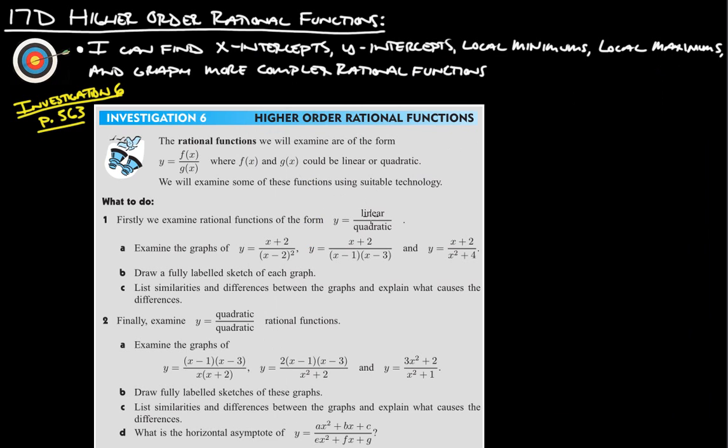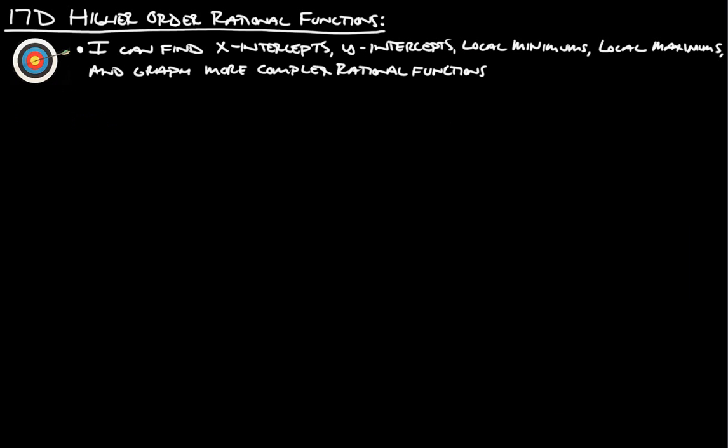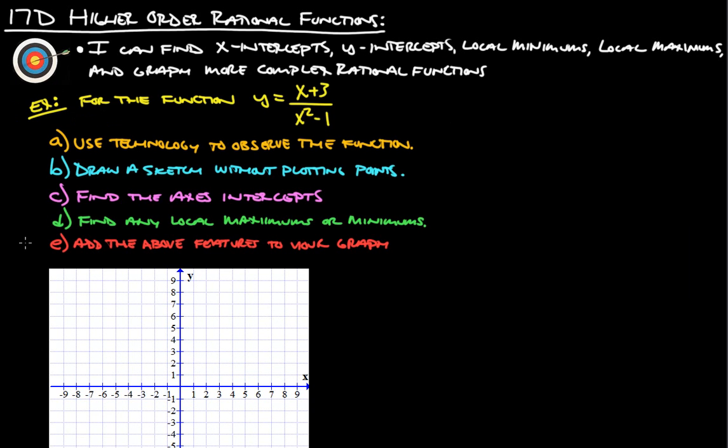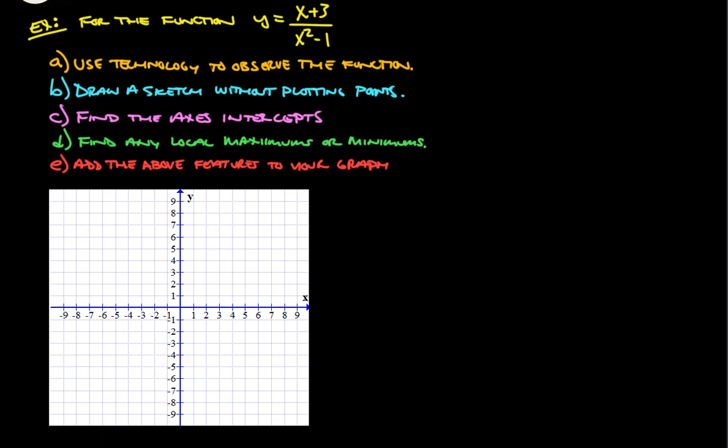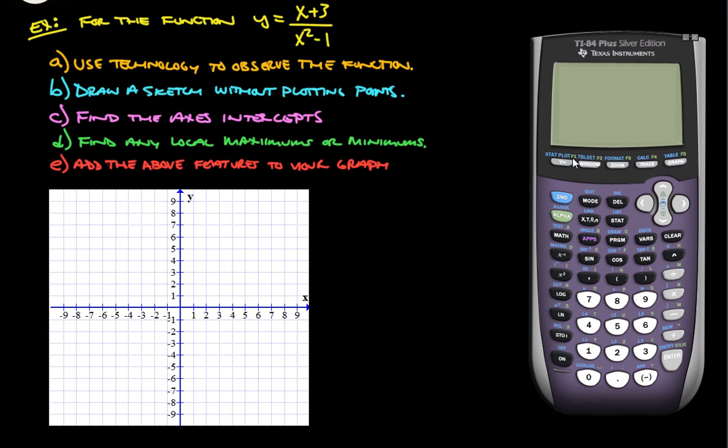Let's take a closer look at just one example. We're not going to look at every one of those. That would be long and painful. So let's just take a look at one of these, and I'm going to teach you how to use the graphing calculator to figure this out. For the function y equals x plus 3 over x squared minus 1, use technology to observe the function. So we're going to use our graphing calculator.